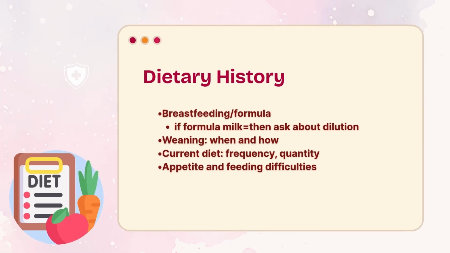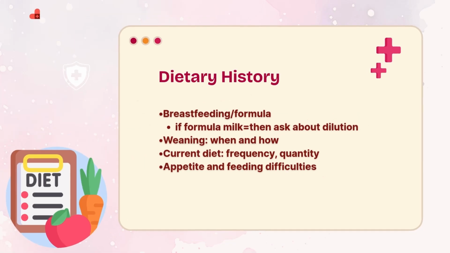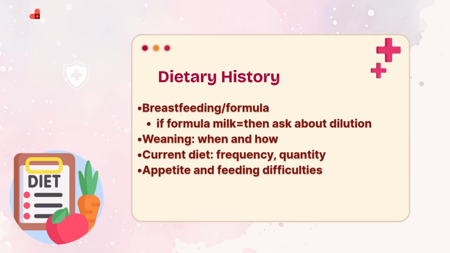Now moving towards nutritional or dietary, or you can say feeding history. You have to ask about breastfeeding or formula milk. If it is formula milk, then ask about dilution. If it's weaning, then when and how. You can also ask about current diet, frequency and quantity, appetite and feeding difficulties. So in general, you have to ask about feeding habits from birth till present, whether the child was breastfed or formula fed, when weaning began, and current diet patterns. This helps assess nutritional status and feeding difficulties.